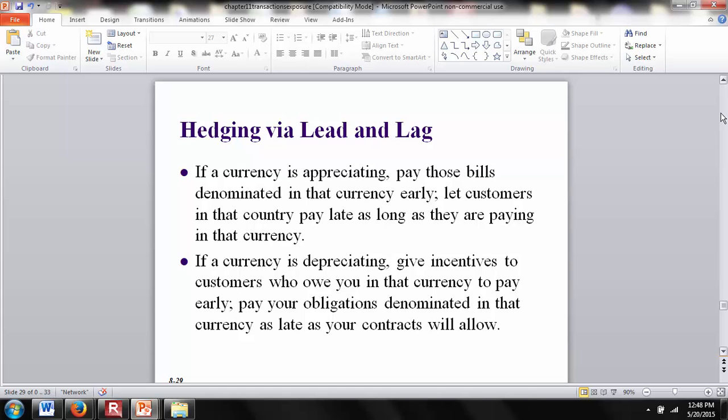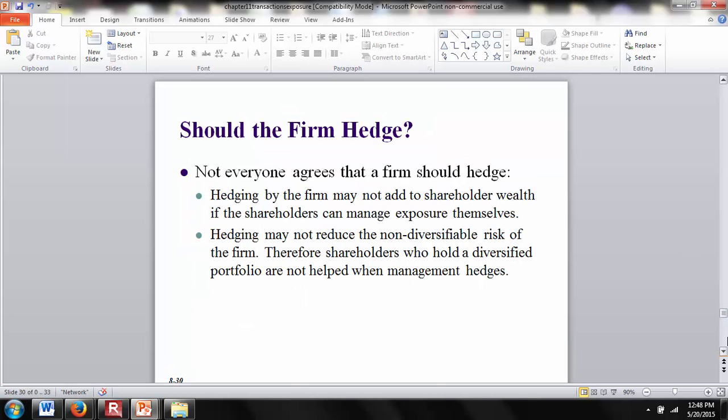You want to make the payment as quickly as possible. On the other hand, if you expect money to come in, let's say customers in the UK have to pay you, you might give them more time, because that's going to help you. If a currency is depreciating, give incentives to customers who owe you in that currency to pay early, and pay your obligations denominated in that currency as late as your contracts will allow. Okay, so these are the choices.